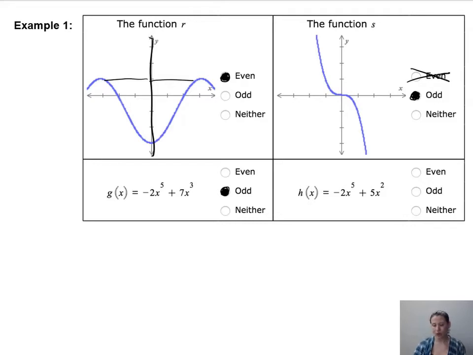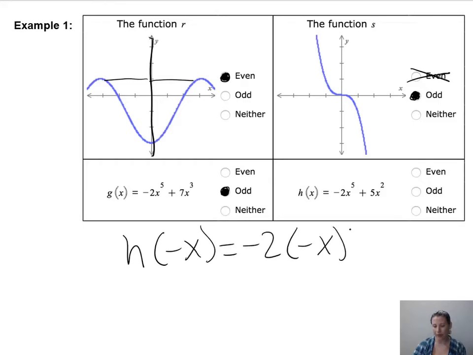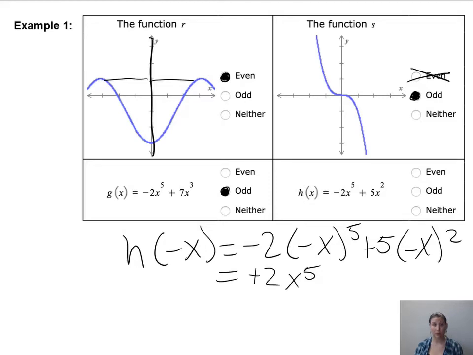Okay, so we want to find h of negative x. Well, we have negative 2 times negative x to the 5th plus 5 times negative x to the 2nd. Again, we know what negative x to the 5th does. It just brings that negative out. So that is positive 2x to the 5th. And then negative x squared. Well, squaring something negative makes the negative go away. So this stays as plus 5x squared.